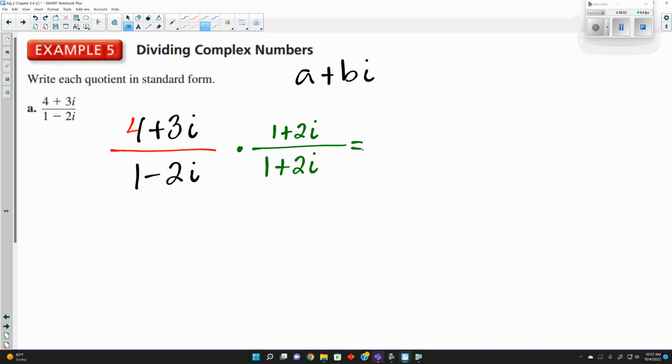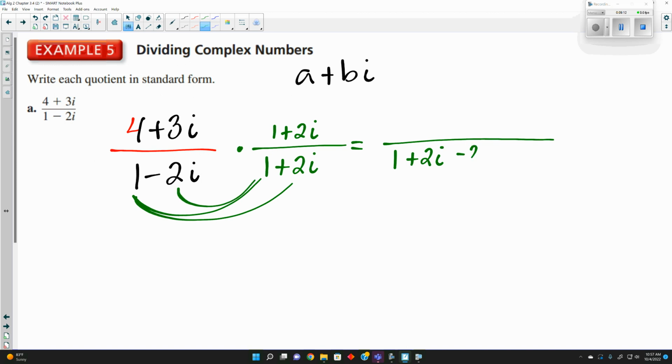Now, when we multiply these together, on the bottom we'll have 1 times 1, which is 1. 1 times 2i is going to be plus 2i. Then we'll have negative 2i times 1, which is negative 2i. And negative 2i times 2i is going to be negative 4i squared.